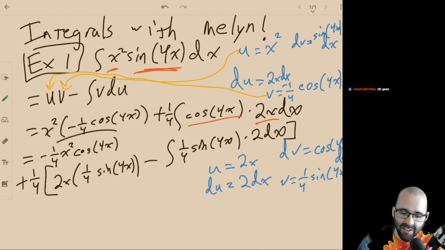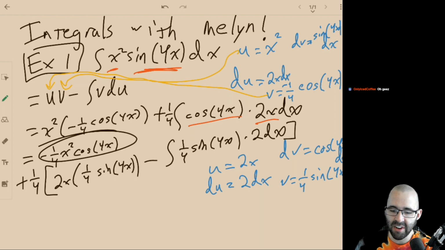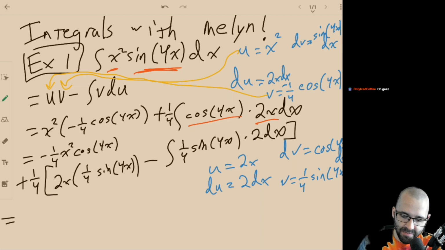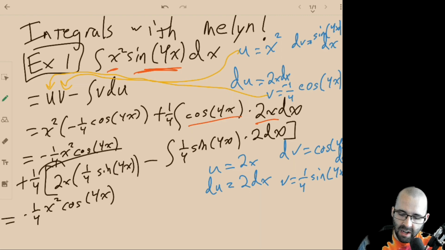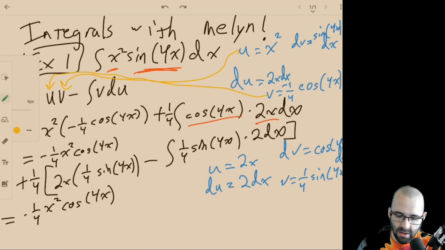Okay, so the first thing, right, this thing right here is already simplified. So let's just copy that down again. Okay, negative 1/4 x squared cosine of 4x. All right, and now what do we have next? You can either choose to distribute that 1/4 now or distribute it later. I prefer distributing it now, to be honest, but it's up to you. Okay. So you distribute the 1/4.